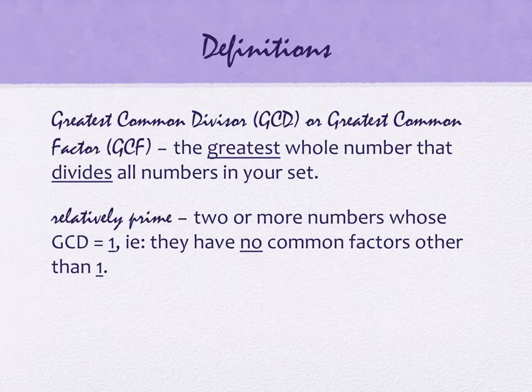I used this phrase once before. Do you remember when I used the phrase relatively prime? Relatively prime simply means two or more numbers whose greatest common divisor is 1, i.e. they have no common factors except for 1. And just as a reminder, it was in reference to the rule of divisibility by 6s, right?